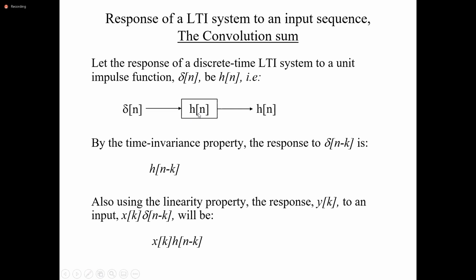So if we input our delta n to our system here, our output is the same as the system response. Then we can say, if we delayed the input of that signal by k, the only difference to the output is a delay. So the response of the system to delta n minus k is simply h of n minus k.